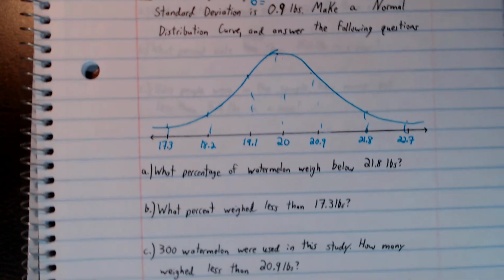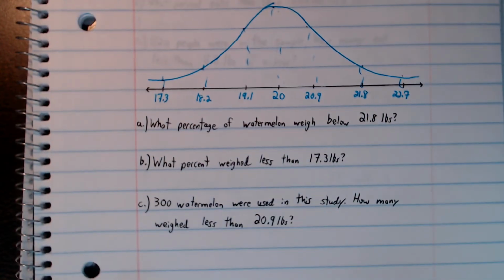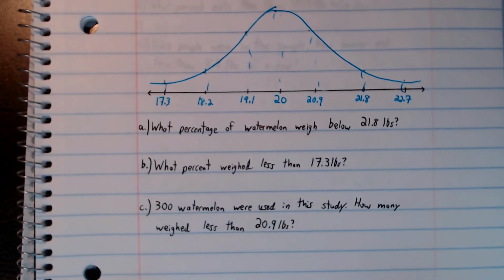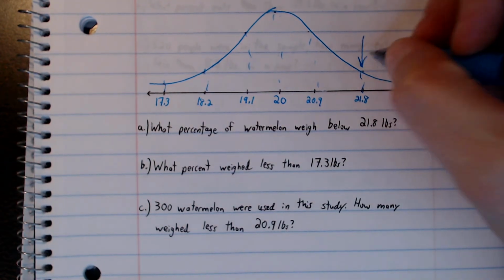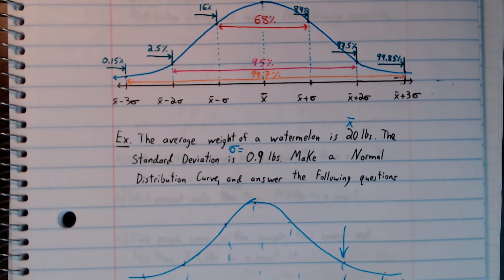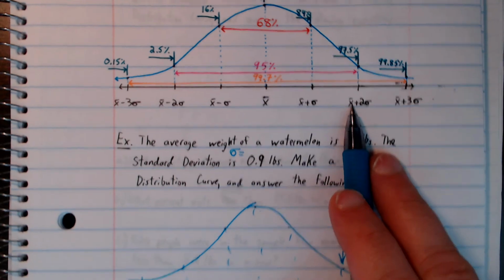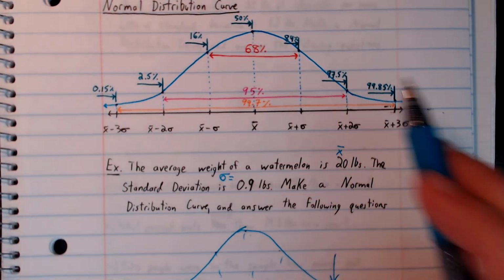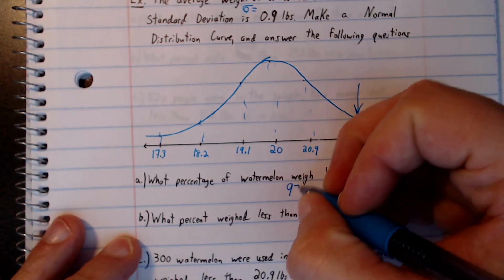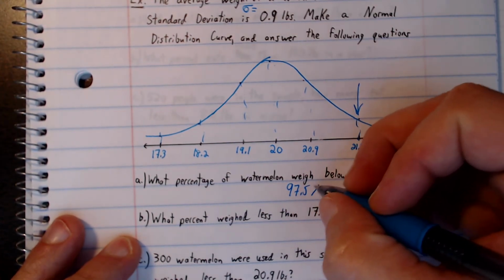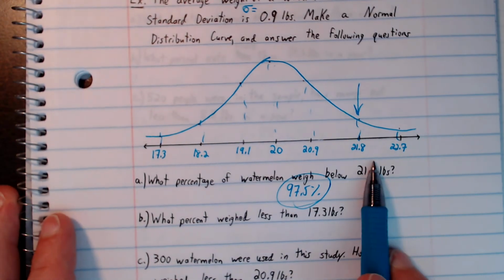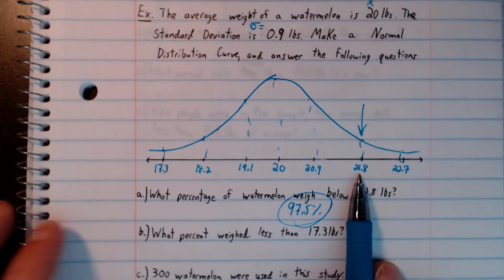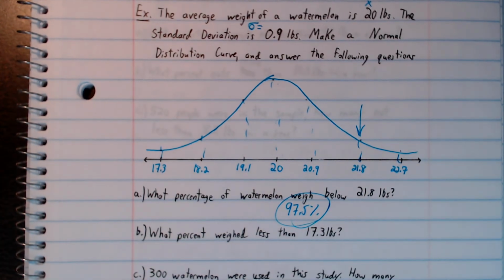It's very useful because when they start asking us some questions down here, what percentage of watermelons weigh below 21.8 pounds? Here's 21.8. It's 2 standard deviations out, so what is that? 97.5% weigh below 21.8 pounds. So if you were to look at all the watermelons in this sample, almost everyone that you pick up is going to be less than 21.8 pounds.